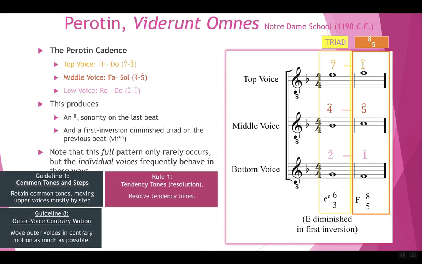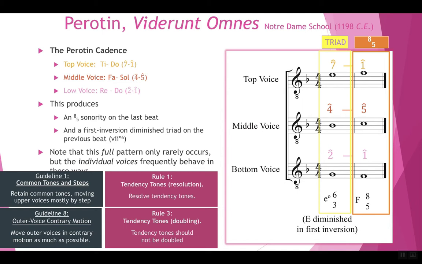Rule number 1. Laetz is going to teach us about this. Tendency tones, you have to resolve them. What are the tendency tones? Well, we are going to look at that, but let me just tell you, scale degree 7, the leading tone, is a tendency tone. It should resolve up to the tonic. Scale degree 4 in this chord does not have to resolve down, and it actually doesn't. In the dominant 7th chord, it will. But neither of these other ones are tendency tones. They could resolve in either direction.